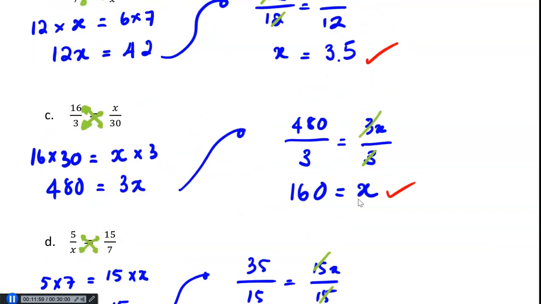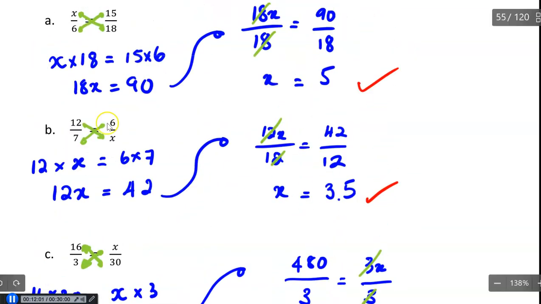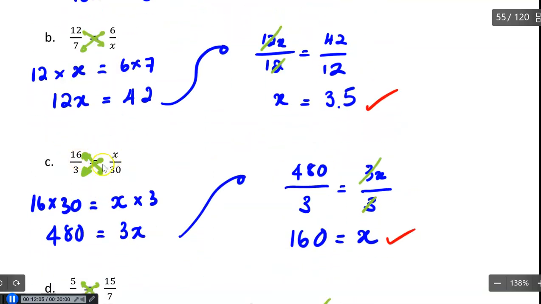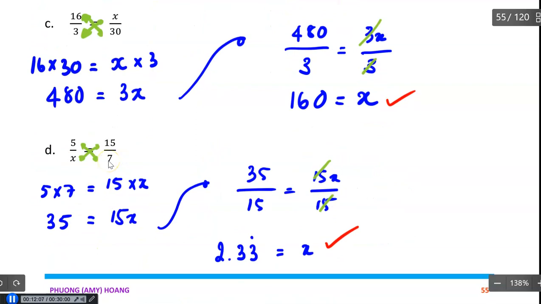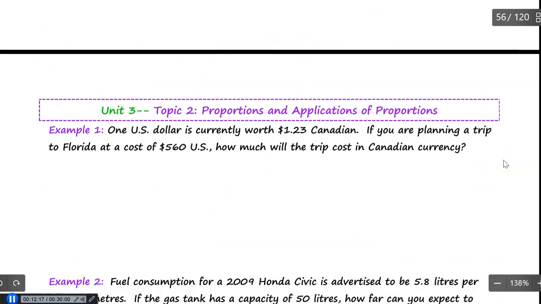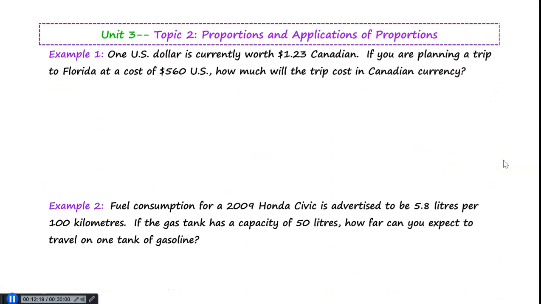So you see, it doesn't matter the position of x, you can just apply the same concept: cross multiply, and apply the basic concept of solving the basic equation for one unknown. Alright, so let's move on to this topic where I have the applications for ratio and proportion.